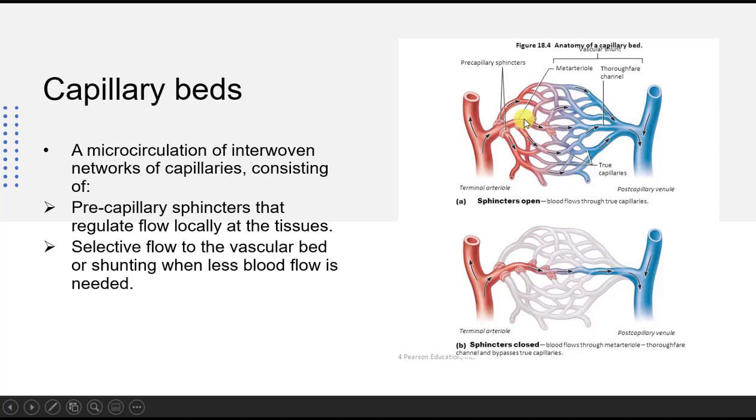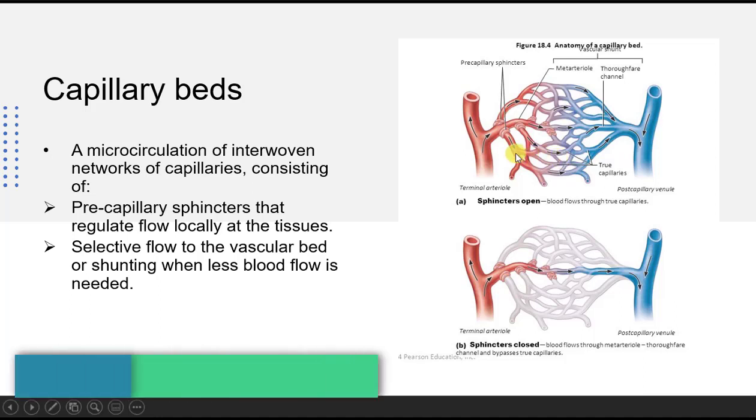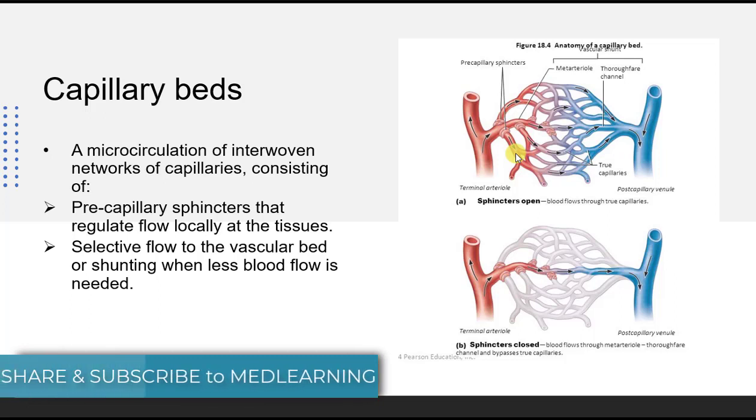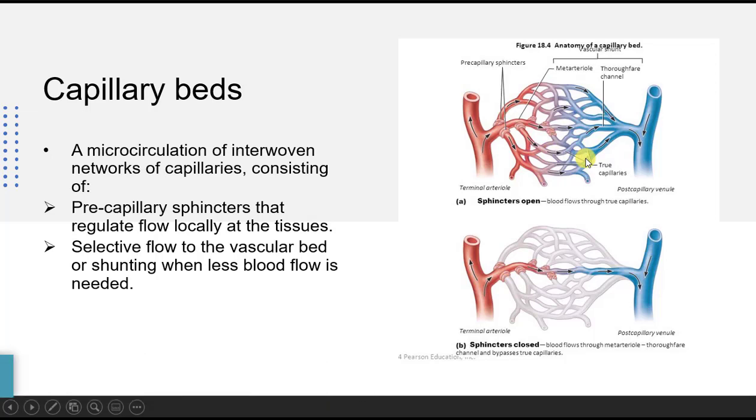And you can see in the next part of this diagram that here the sphincters are open and here they are closed. When they are closed, there is no exchange of gases or anything taking place within the network of capillaries. And when they are open, the exchange of nutrients and oxygen and different types of substances is happening within the capillary beds. So this is the last topic that I wanted to explain to you guys, and the capillaries present within this network are called the true capillaries.